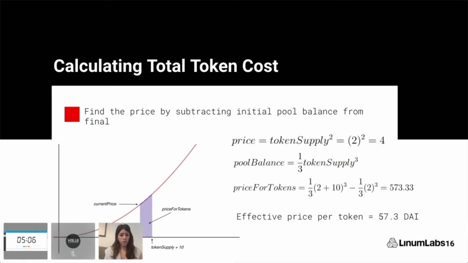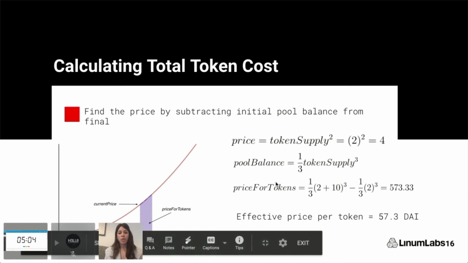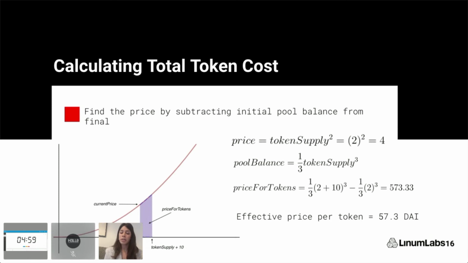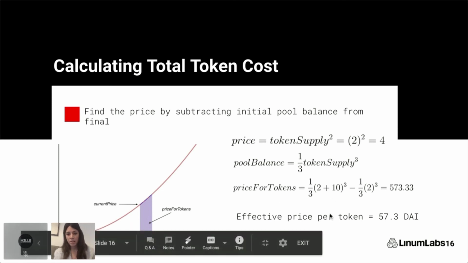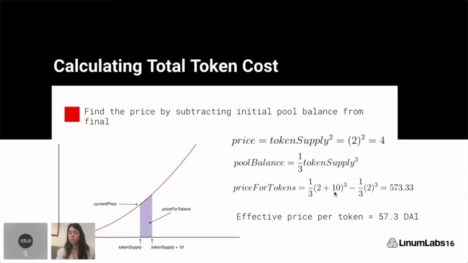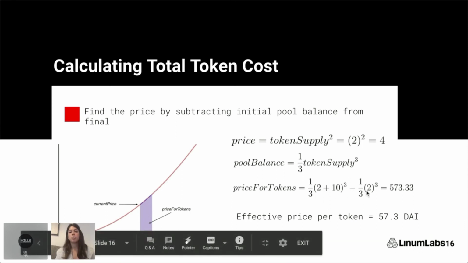So using calculus again, it will be the integral of the price from the initial token supply to the final token supply. So here, price for tokens equals 1/3 (2 plus 10 = 12) cubed, minus 1/3 2 cubed. So that is final pool balance minus initial pool balance. And when you solve that out, the price for the tokens is 573, which comes out to an effective price per token of 57.3 DAI.